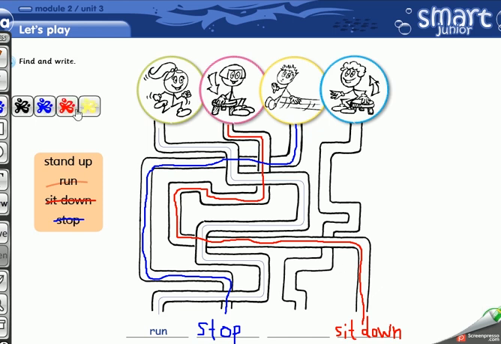Now let's see number, I think yellow will. Yes, let's see number four, stand up. Okay, here we have to follow the line and write what? Stand up.